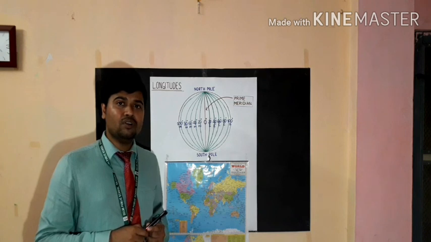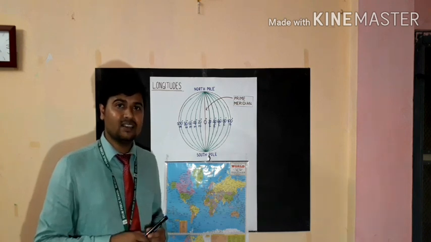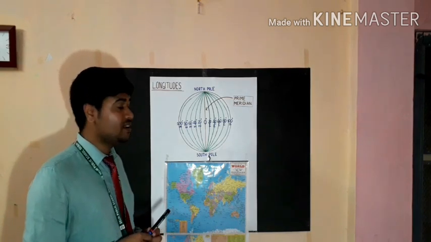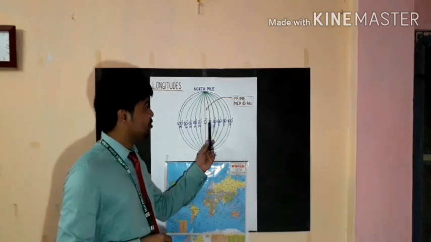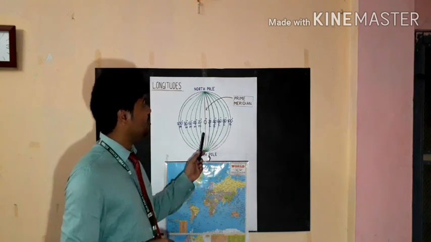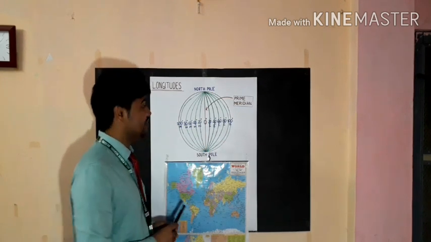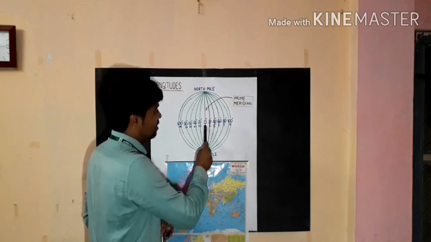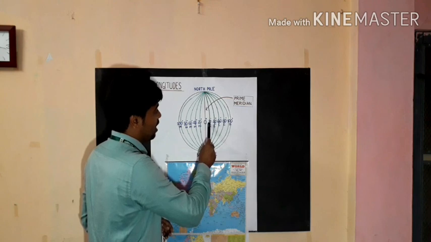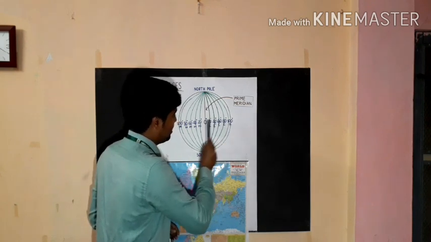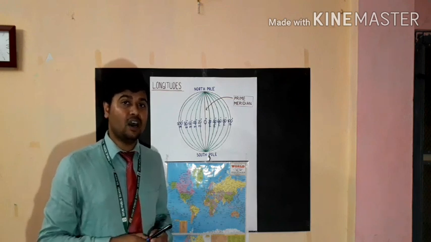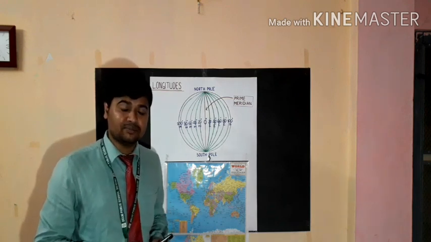Do you know longitudes are also called meridians? Yes, longitudes are also called meridians because they are drawn with the help of the prime meridian. That means the prime meridian is taken as a base, and on the basis of that I have drawn this line and this line. That's why longitudes are called meridians.